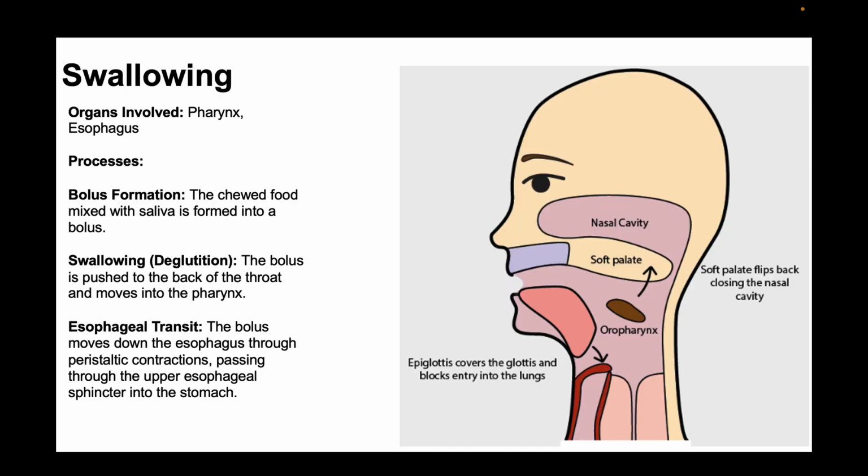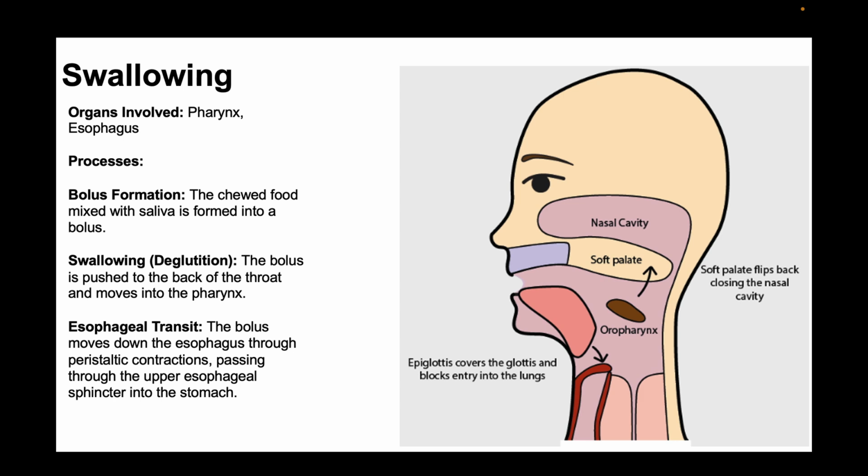The next step is swallowing. Here's what happens. Bolus formation. Once you've chewed your food and mixed it with saliva, it gets shaped into a ball-like structure called a bolus. When you swallow, this bolus is pushed to the back of your throat and travels into the pharynx.